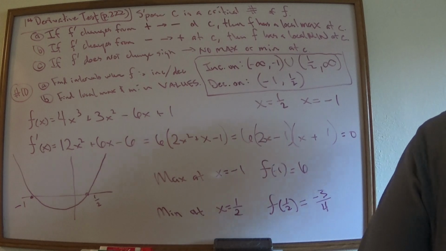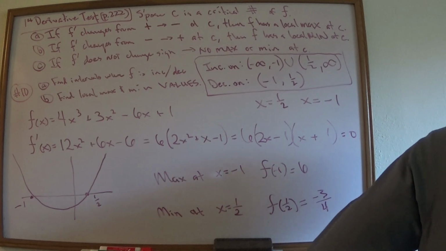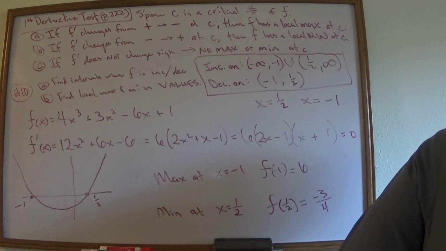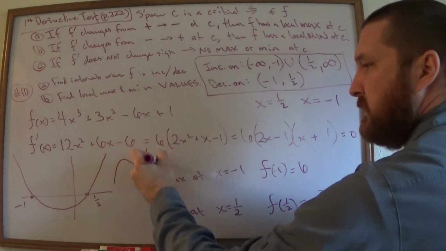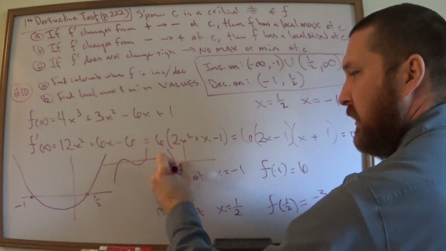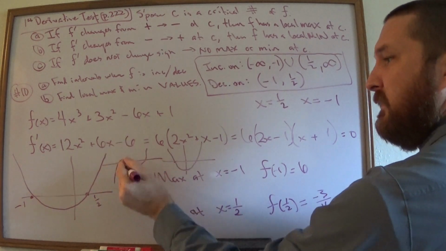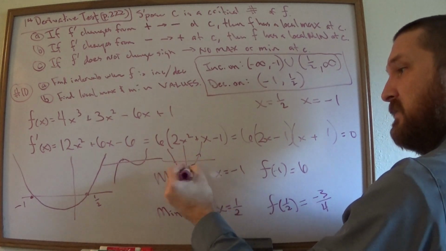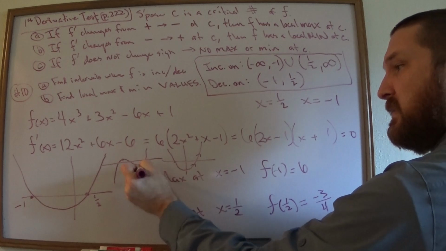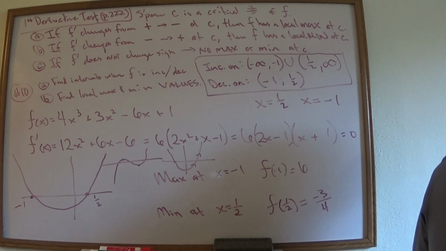Everybody got that? Okay. Check this out. We talked about this with the original one that we had. When you go from positive to negative, it's the top of a bump. When you go from negative to positive, that means that you were decreasing and now you're increasing, so it's the bottom of the bump. Okay? Now, check this out.